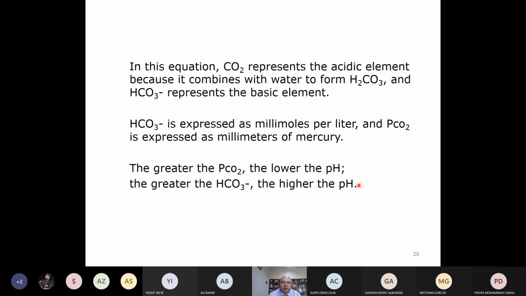In this equation, carbon dioxide represents the acidic element because it combines with water to form carbonic acid, and bicarbonate represents the basic element. Bicarbonate is expressed as millimoles per liter. On the other hand, carbon dioxide partial pressure is expressed as millimeters of mercury. The greater the carbon dioxide, the lower the pH, and the greater the bicarbonate, the higher the pH, according to this equation.